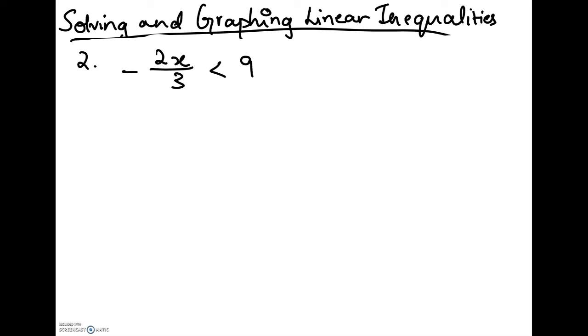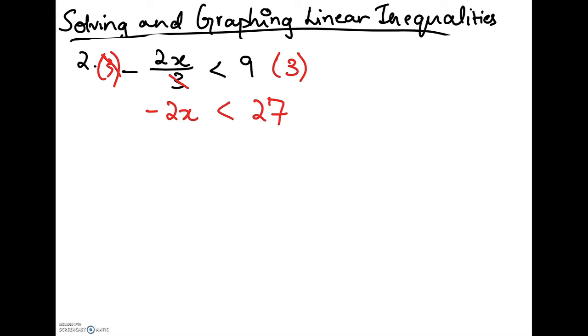Now, as I said before, we want to get the x isolated. The first thing we're going to want to do is remove the denominator. To remove the denominator, if you have 1 over 3, if you multiply by 3, it gets 1. So we're going to multiply both sides by 3. So 3 on the left, and 3 on the right. 3 and 3 will cancel, giving you negative 2x less than 27. And then now comes our next step.